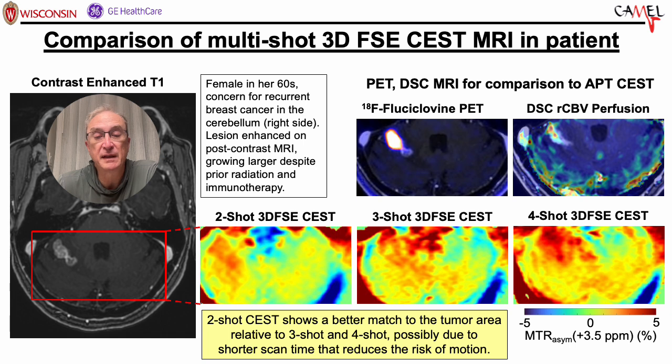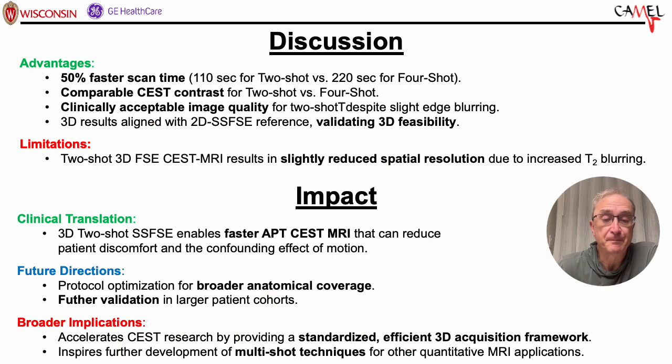As for the validation that this lesion was malignant, we did fluciclovine PET and also DSC, cerebral blood volume perfusion measurements, and identified the tumor as well. So CEST helps with the overall diagnosis of the tumor.